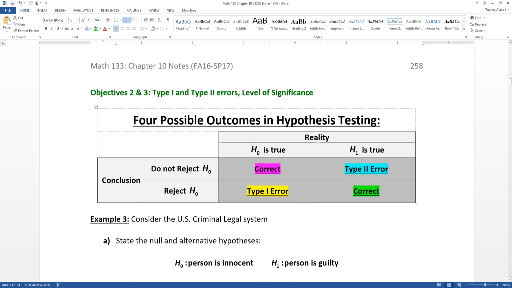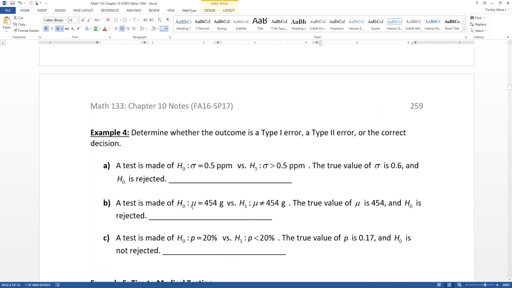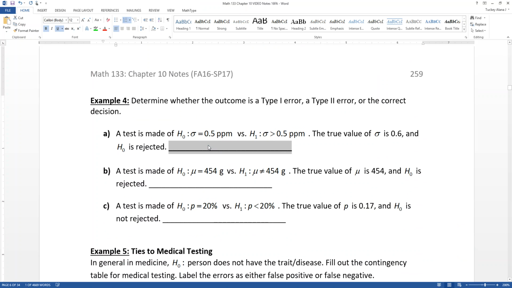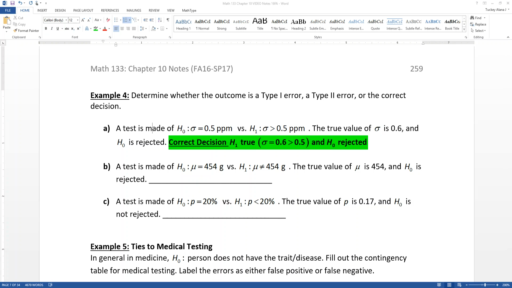So let's look here. The alternative was true and we rejected the null hypothesis. We're in this corner down here. We're making a correct choice, so we can put that right here. We've made a correct decision, and we can write out what that was. I'll color code it to match the table up above. So this was a green decision, the bottom right corner. We made the decision to reject the null hypothesis, and that was a good decision.